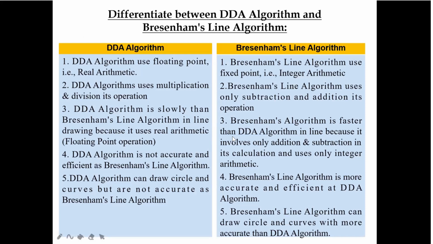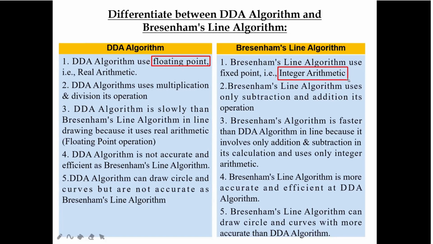Now let's have the comparison between the DDA algorithm and Bresenham's line algorithm, because you may get a 6 marks question to find the difference between them. In the DDA algorithm, it was using floating point, which is real arithmetic. But in Bresenham's line algorithm, it is using integer arithmetic. Okay, so that is the first point which you can remember. Here it was using floating point, but here it is using integer arithmetic. That is the first difference.